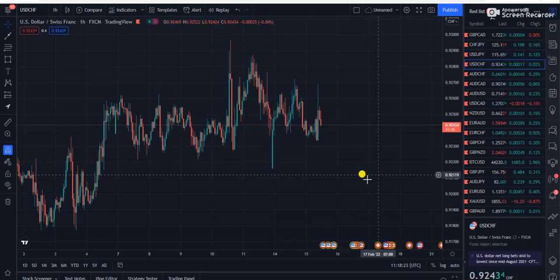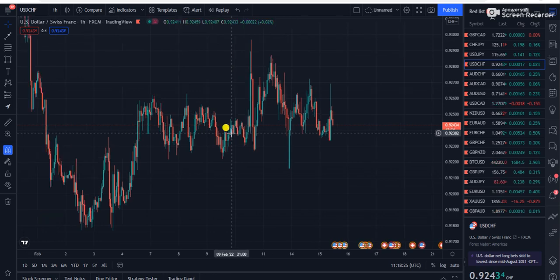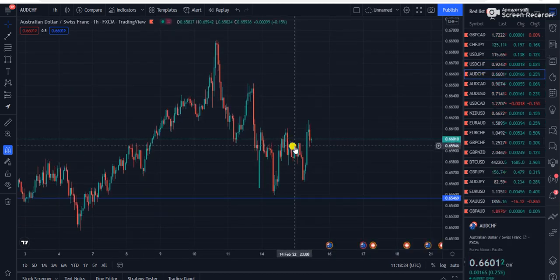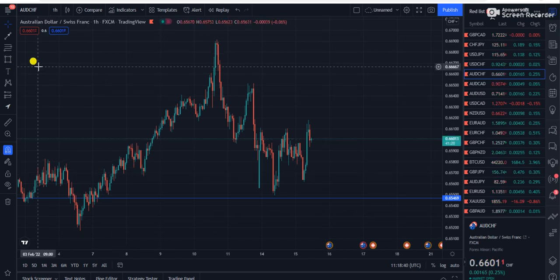So let's talk about USD CHF. So it looks like USD CHF is in a ranging pattern. You can see a very clear ranging pattern here. So better not to discuss USD CHF. Okay, so this is AUDCHF. So AUDCHF somehow looks good, but it's making downward pressure.